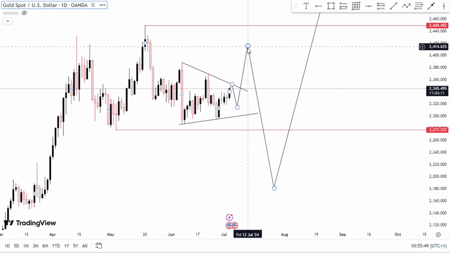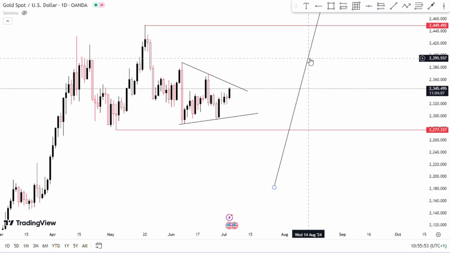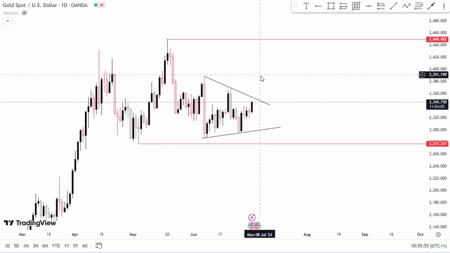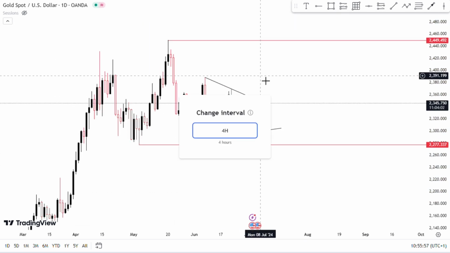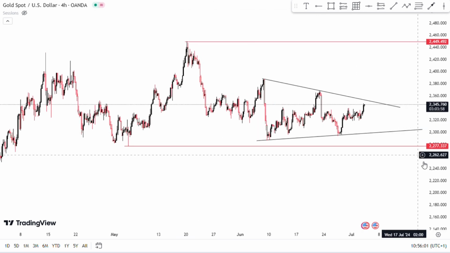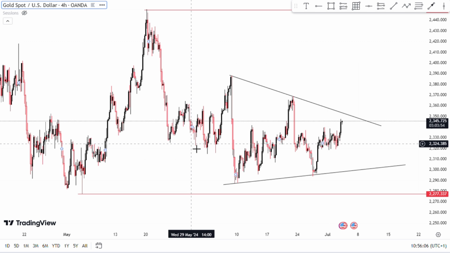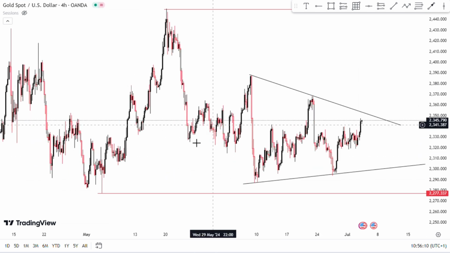So let's just go down to 4 hour time frame and delete all this. Okay, let's go to 4 hour time frame. So on 4 hour time frame, you have to understand the market very well. You have to understand when the market is actually creating what liquidity. So you should know how to approach the market. So okay, let me link this line.